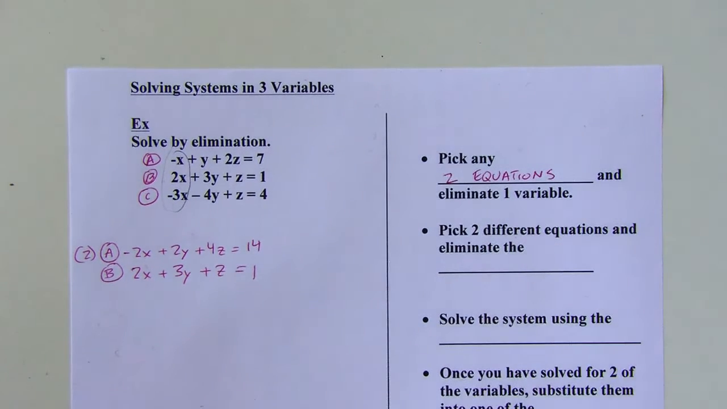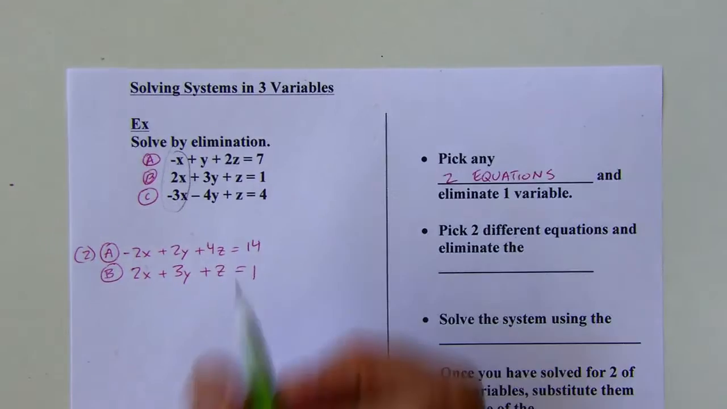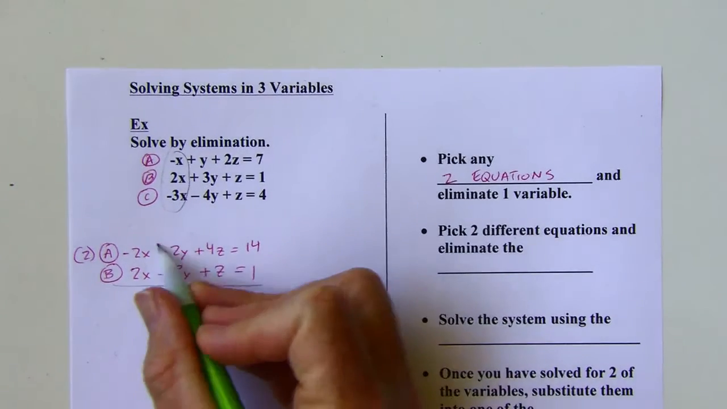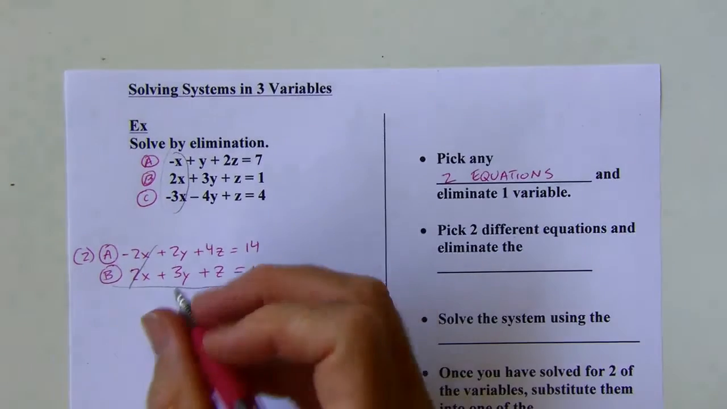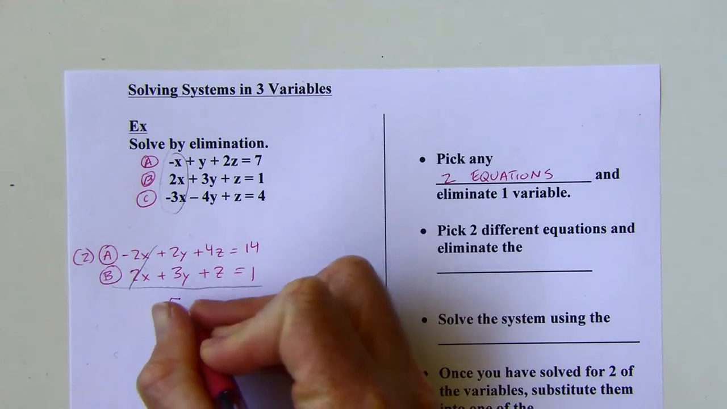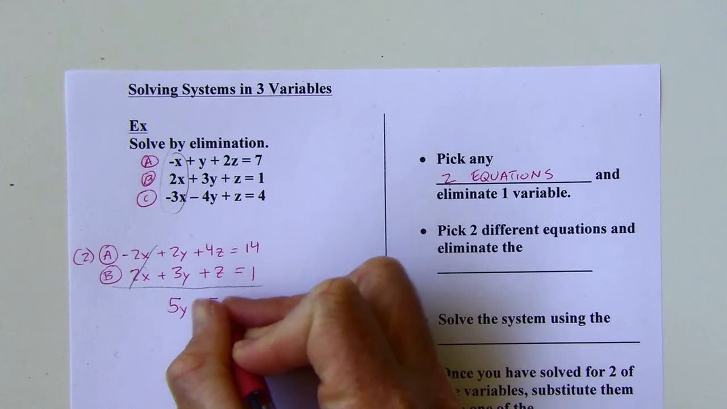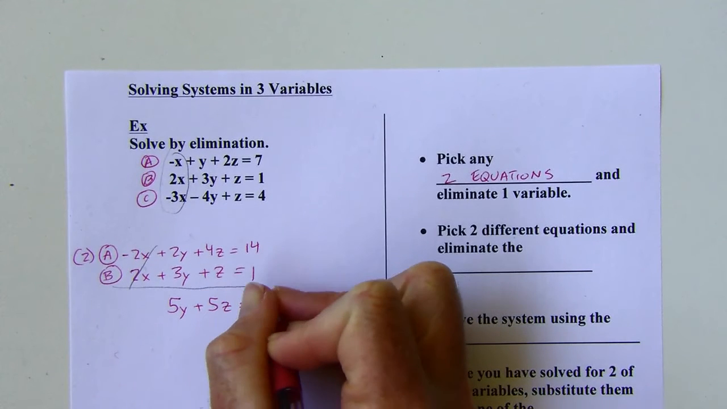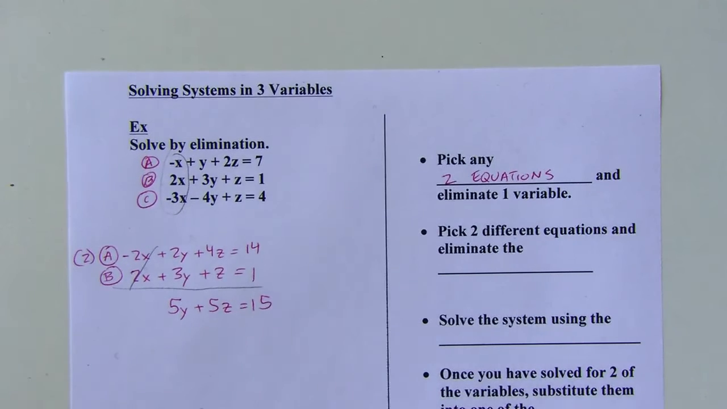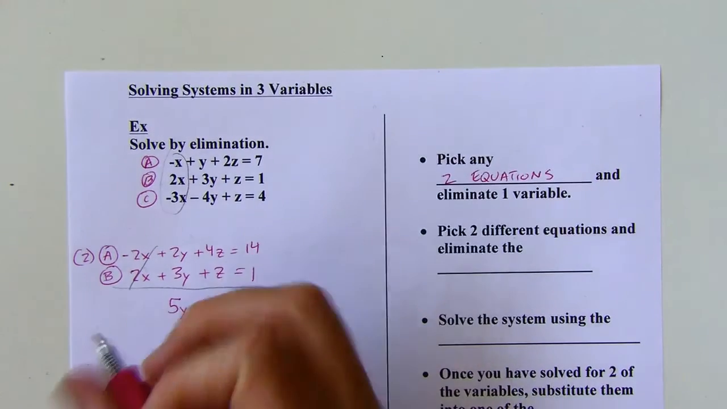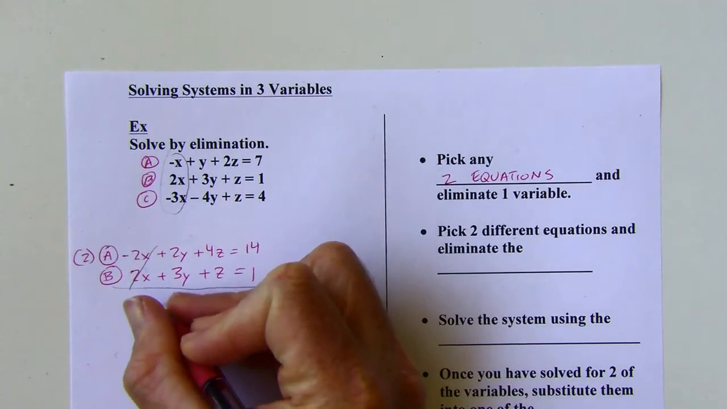So now I'm looking at those and I'm thinking, okay, if I add these together now, the x's are gone. Let's see what I got left. 5y plus 5z equals 15. Okay, so now I've created this beautiful new equation that only has two variables. I'm going to give this one a name. I've already used A, B, and C, so I'm going to call this equation D.